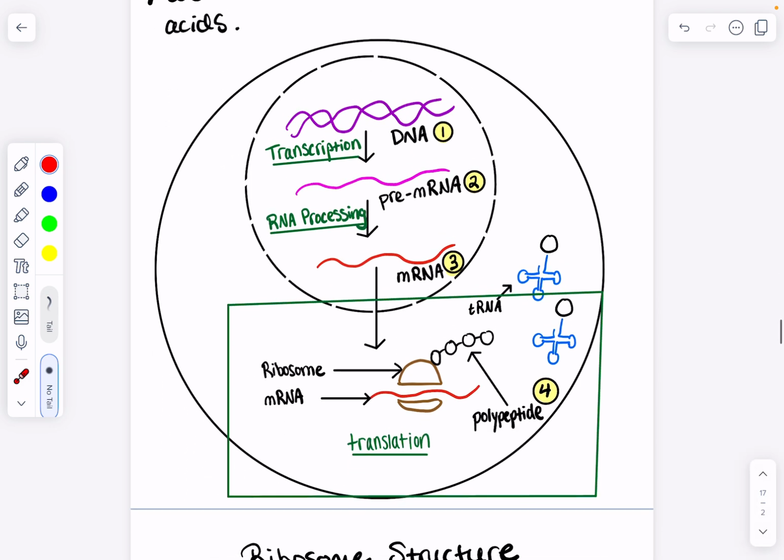Among other different factors as well. But anyways, we see here in the cytoplasm of the cell, translation is going to occur at the ribosome, and the mRNA is going to interact with the ribosome in order to create a polypeptide, an amino acid chain. And also we have tRNA right here bringing the amino acids to the ribosome to build that amino acid chain, the polypeptide.